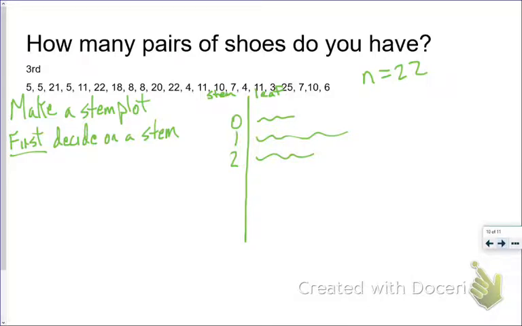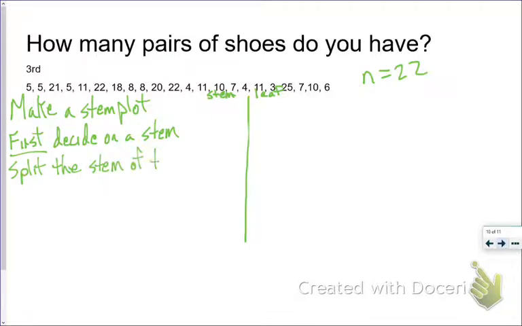So what if I get creative? And it requires that. You got to be creative with your stem sometimes. And ask yourself, what would cause this thing to spread out some? What if I split the stems, or split the stem of tens to a low and high?